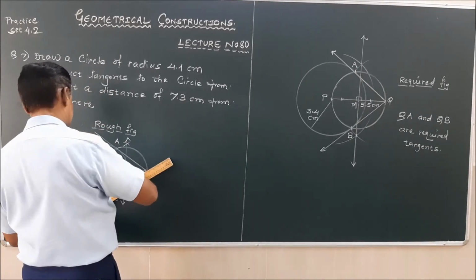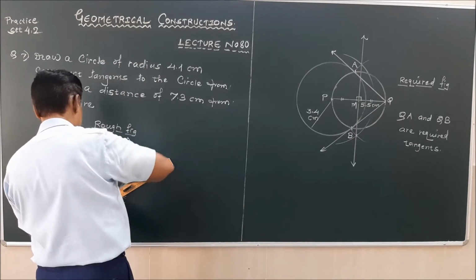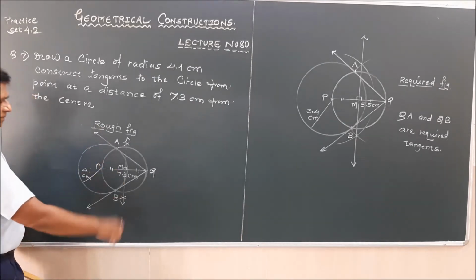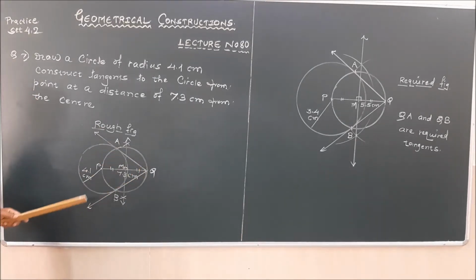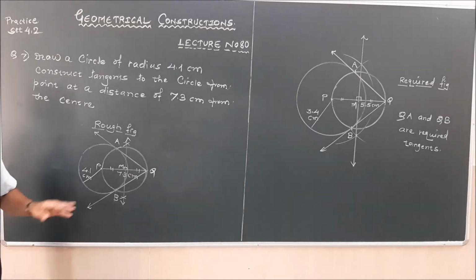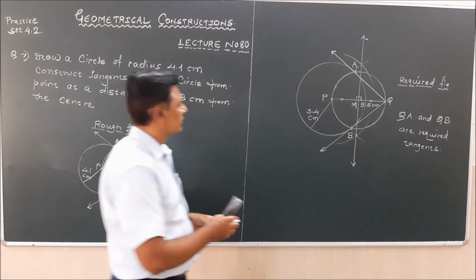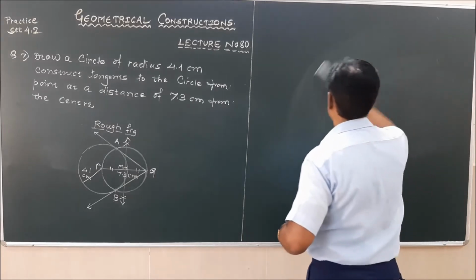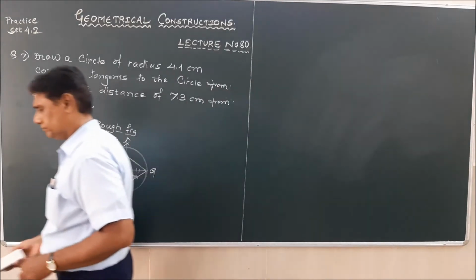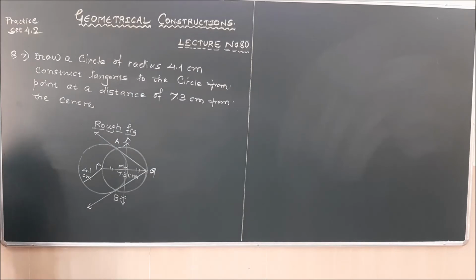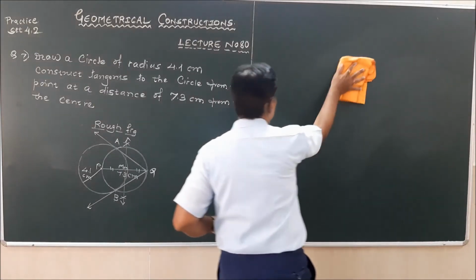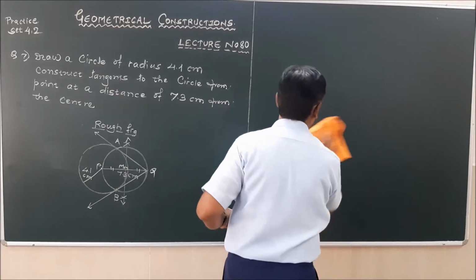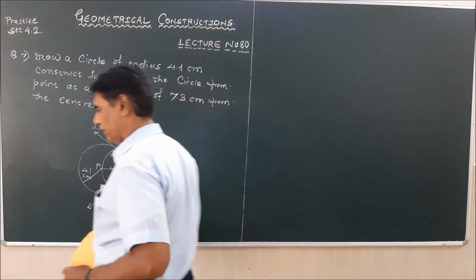This is how we will be getting QA and QB. QA and QB are the required tangents. So there is no difference between the previous sum and this sum. The method is same.